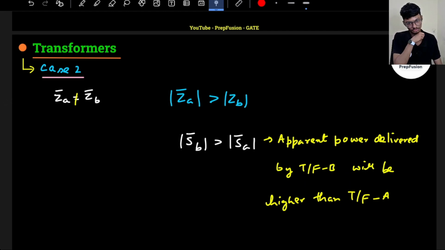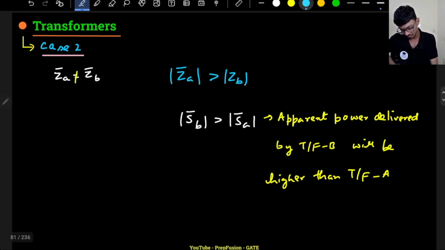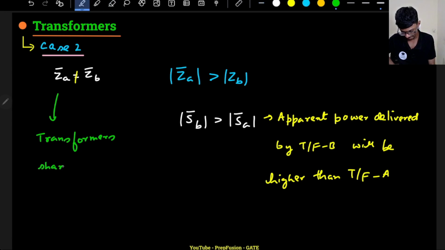Got it? Okay, so that's why we want them to have equal leakage impedance. If they have equal leakage impedance, they will share equal load. If they have different leakage impedance, then they will share unequal load. So in this case, transformers share load unequally.